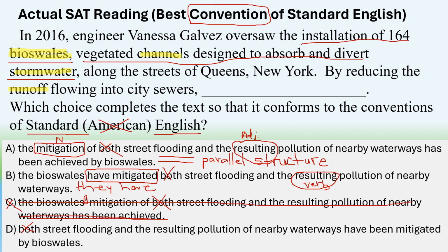Both street flooding, resulting pollution. This is street flooding. Here you have a gerund. So you have flooding here, and you do not have that here. This should be resulting polluting. See, this is a noun. Also, that's the other thing. So it's not parallel structure.